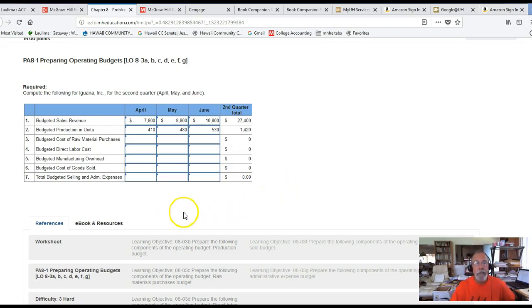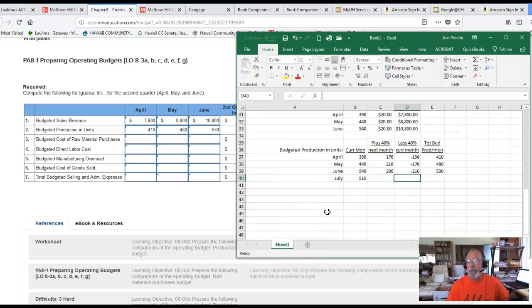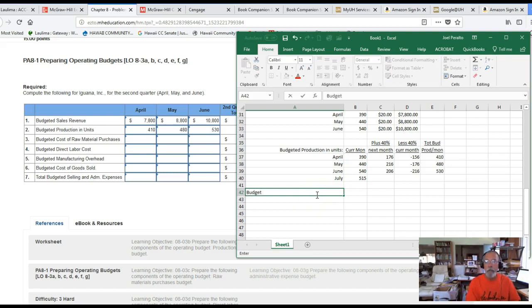Okay, so let's continue. Budgeted costs of raw material purchases. Now this is the one I think that's creating most of the problems. So let's take a look at it. What's going to be important here is setting up a little spreadsheet area that works for what we need to accomplish. Budgeted costs of raw material purchases.